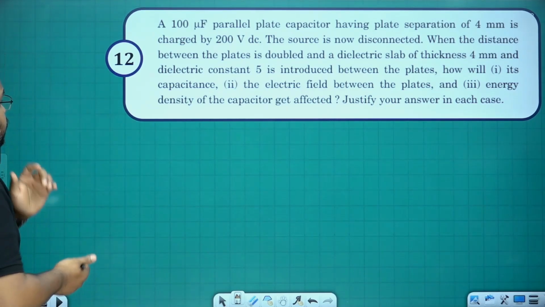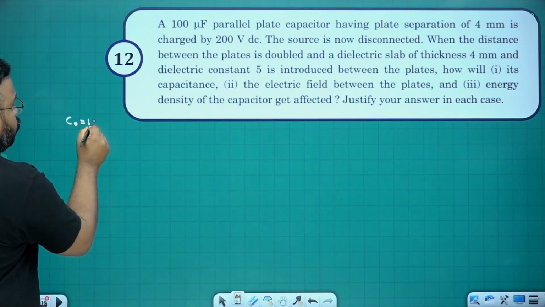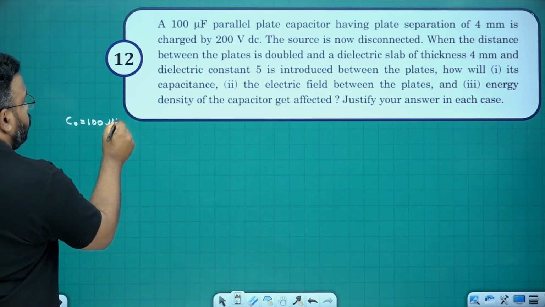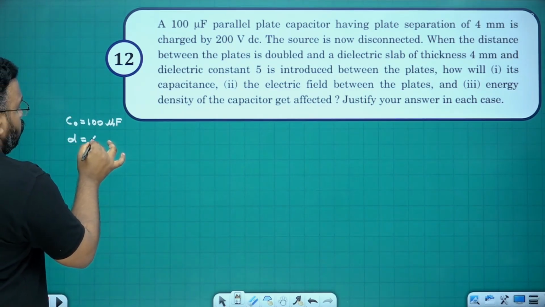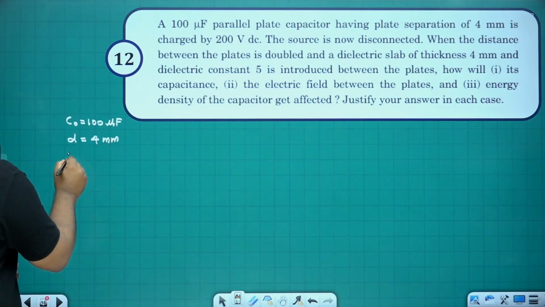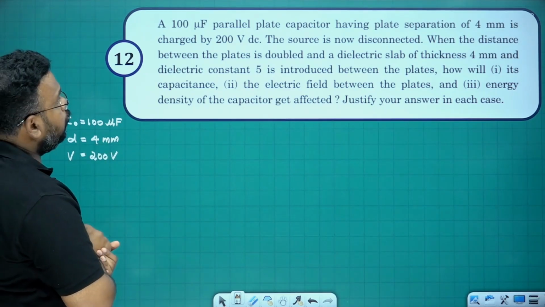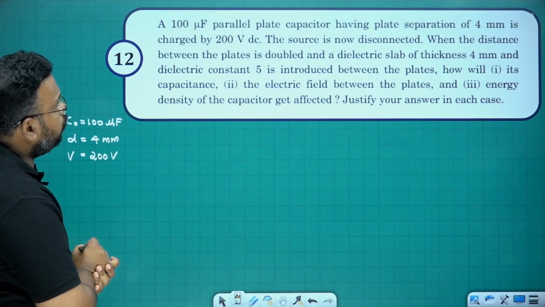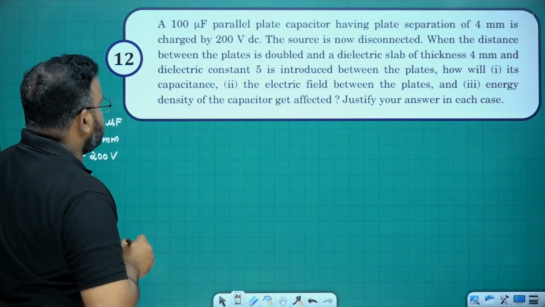So let's check. What is the initial capacitance? 100 microfarad. So C naught is given as 100 microfarad. Plate separation d is equal to 4 millimeter. Charged by V equal to 200 volt DC. First question is again, what will happen to its capacitance. The initial capacitance is given as C naught.